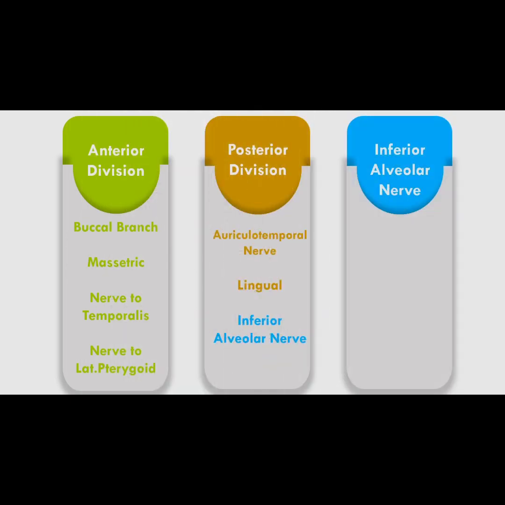And the inferior alveolar nerve separately has three branches, that is the mental nerve, incisive nerve and nerve to mylohyoid. Here the nerve to mylohyoid is a motor branch and the mental and incisive are sensory branches. That's why it is called a mixed nerve.